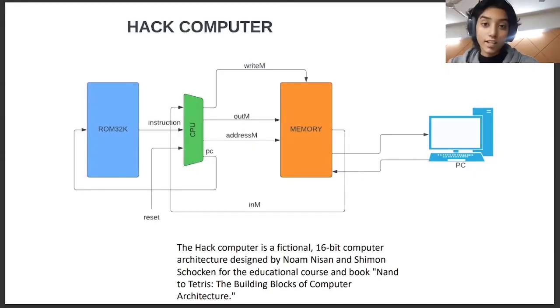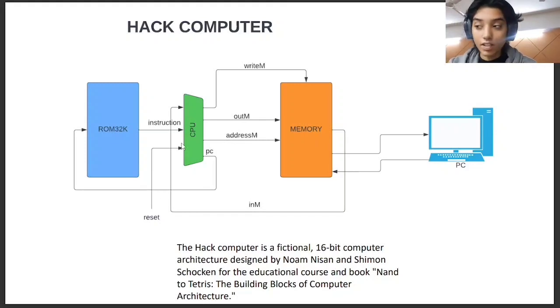So let's begin. In the case of the Hack computer, we have a ROM 32K, a CPU, and a data memory, and ROM 32K is nothing but the instruction memory. We have a PC over here, and the output from the data memory goes to the monitor, and we have a keyboard which provides the input into the data memory. The ROM 32K takes its input from the PC, which is a program counter, moving on to the next instruction. That's what a program counter does. The instruction is then provided to the CPU.